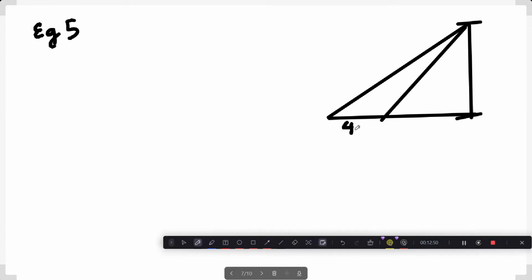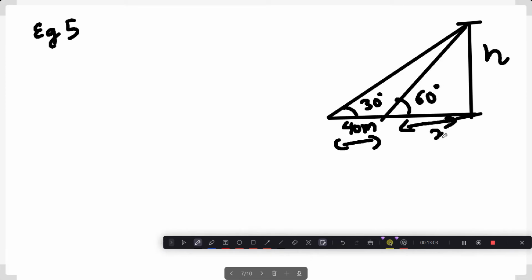40 meter longer when the sun's altitude is 30 degrees than when it is 60 degrees. Find H. Okay.